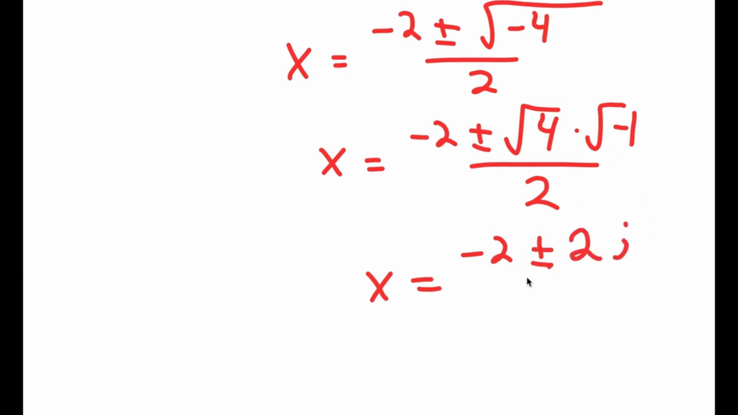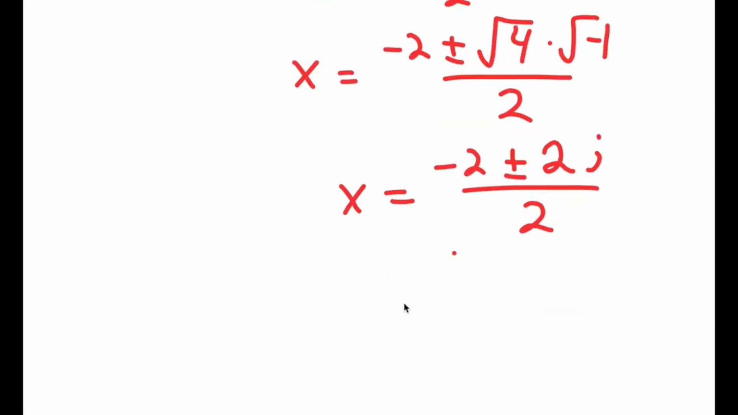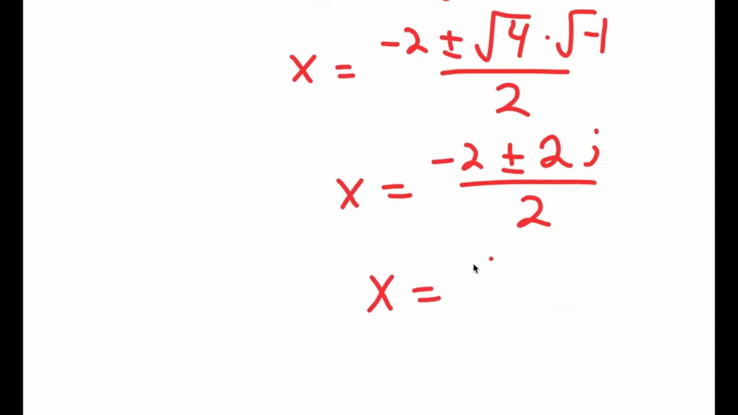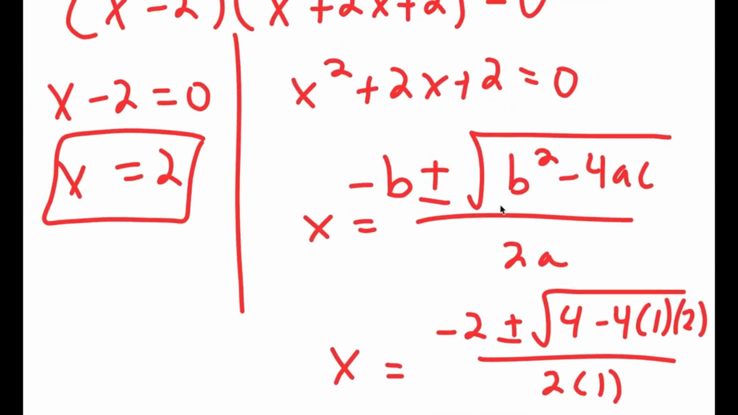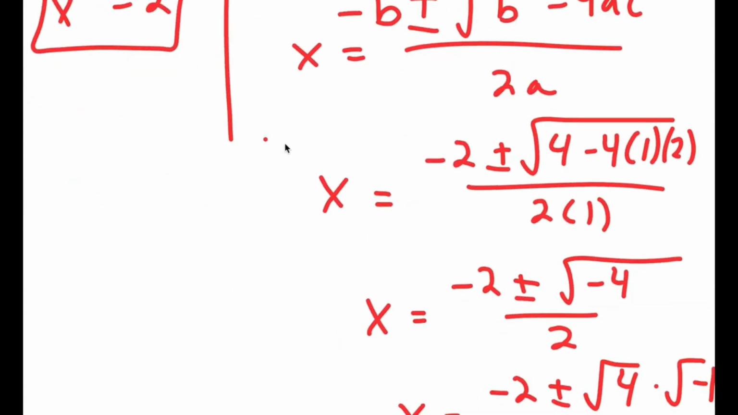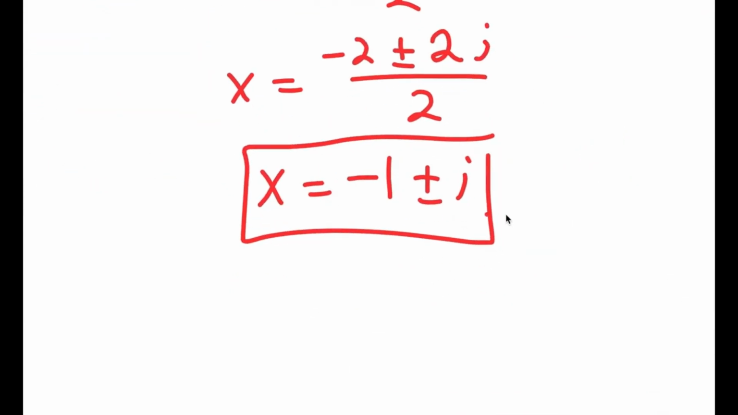2i. Square root of negative 1 is the same thing as i, over 2, which is the same thing as negative 1 plus or minus i. So my three solutions to the equation are x equals 2, x is equal to negative 1 plus i, and x is equal to negative 1 minus i.